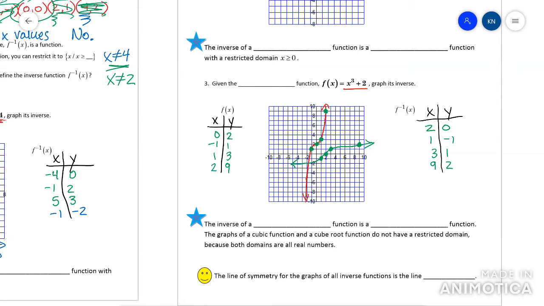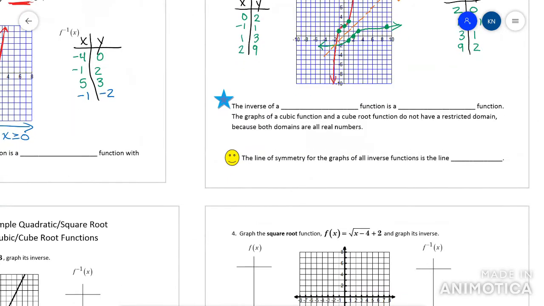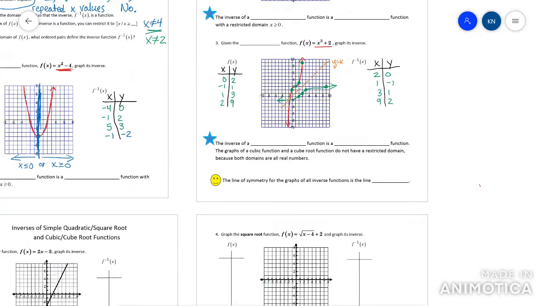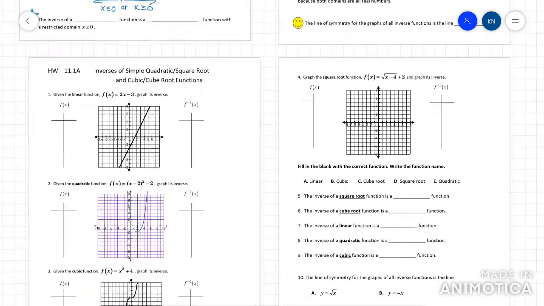One thing I've kind of forgotten to say this entire time, sorry, is that inverses are basically just reflections across this line, y equals x. See how it's like a mirrored image across y equals x? So keep that in mind. Okay, and I'm going to answer these other questions on this next part.